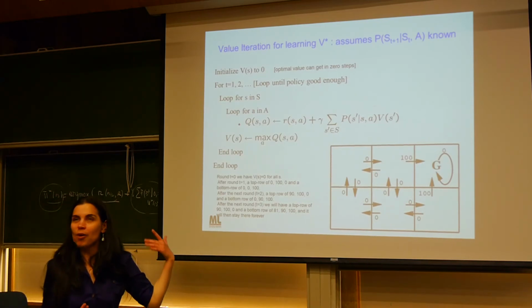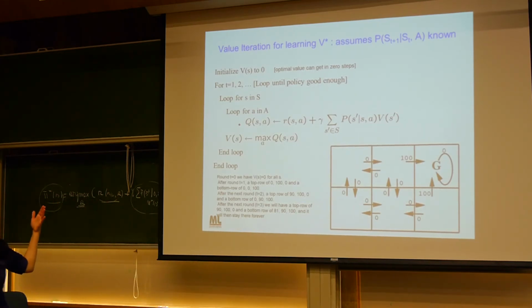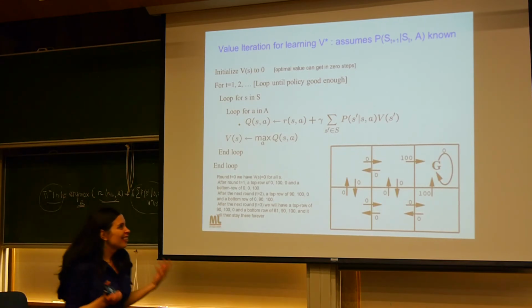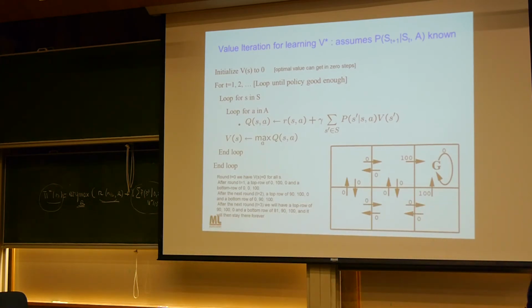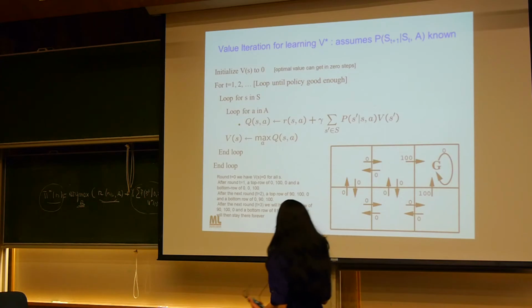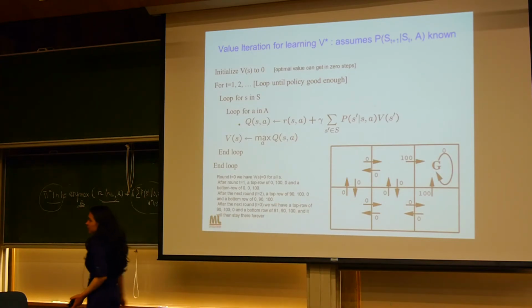Okay, so that's an example of how you can run this Bellman-Ford-like algorithm to compute the value function if we know everything about the description of the game. We know the transition probability, we know the reward function, we know the states and actions, everything. Okay, cool. Great.